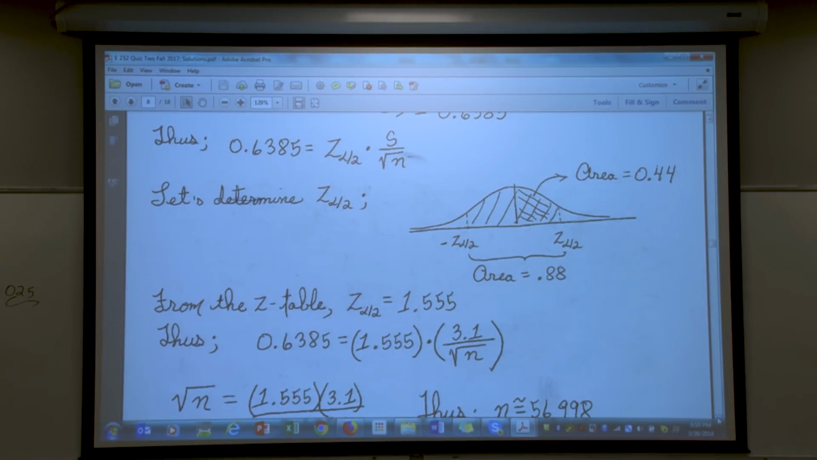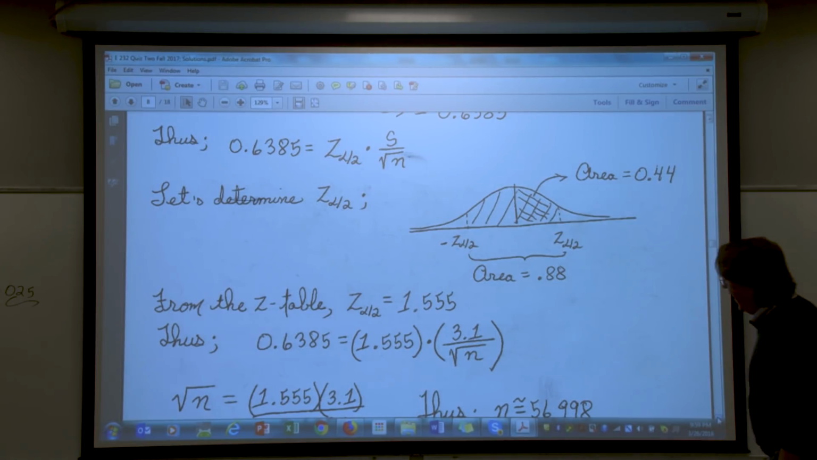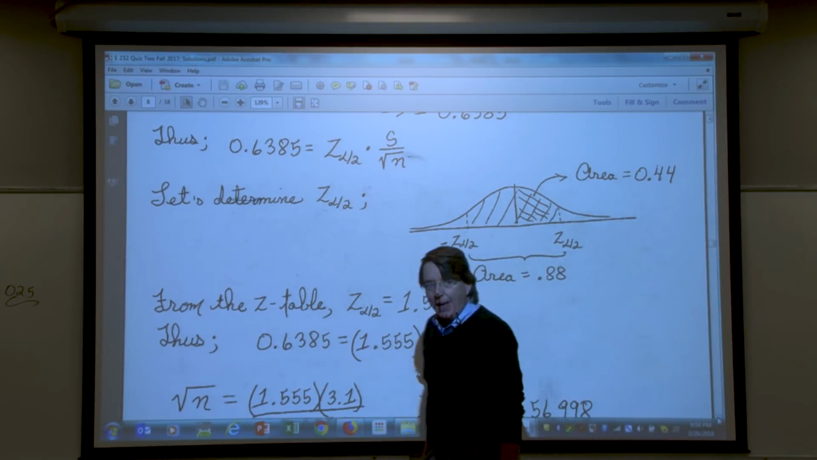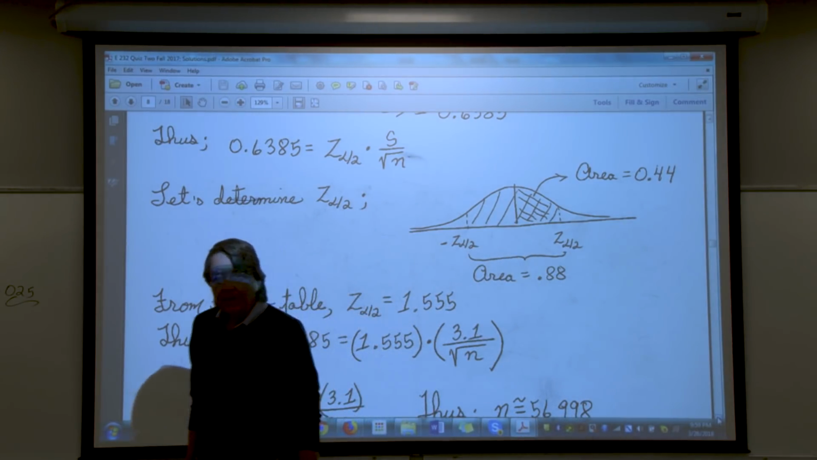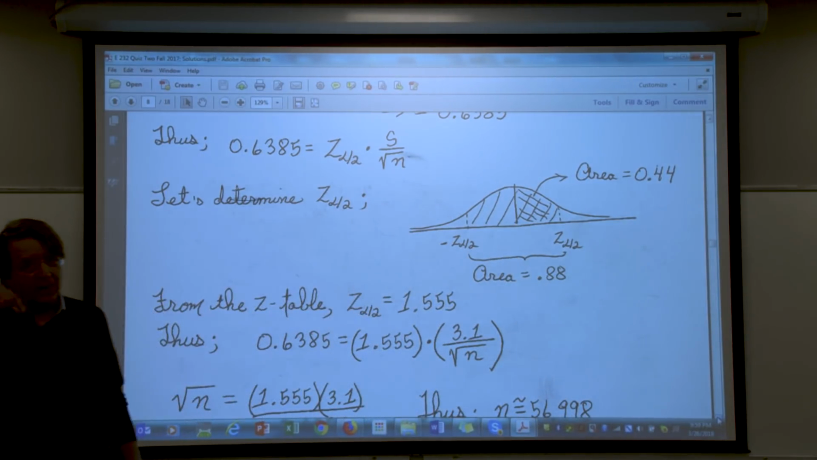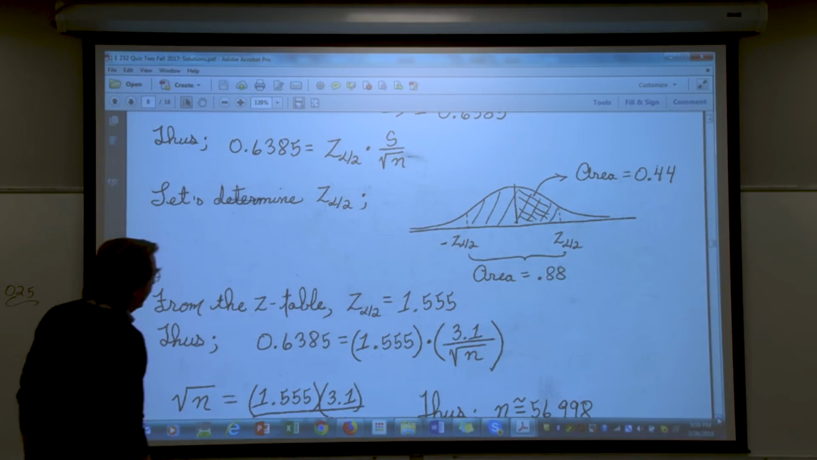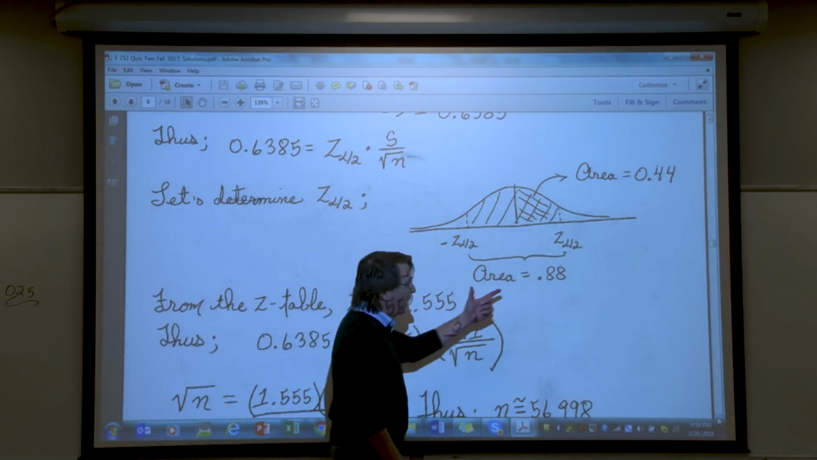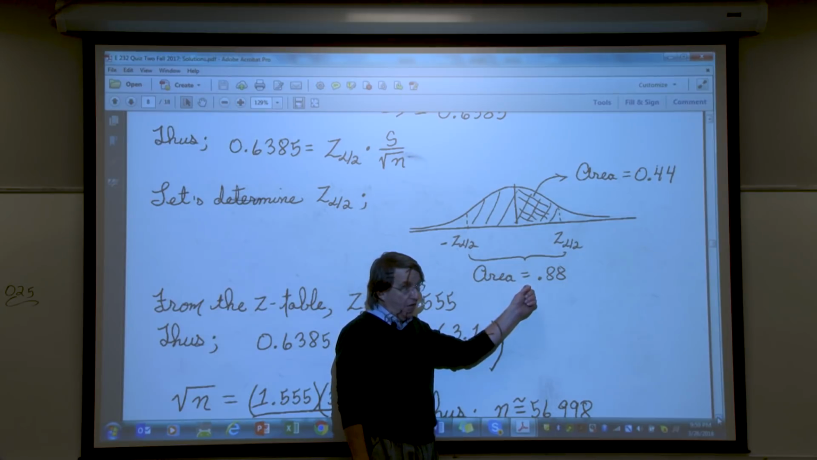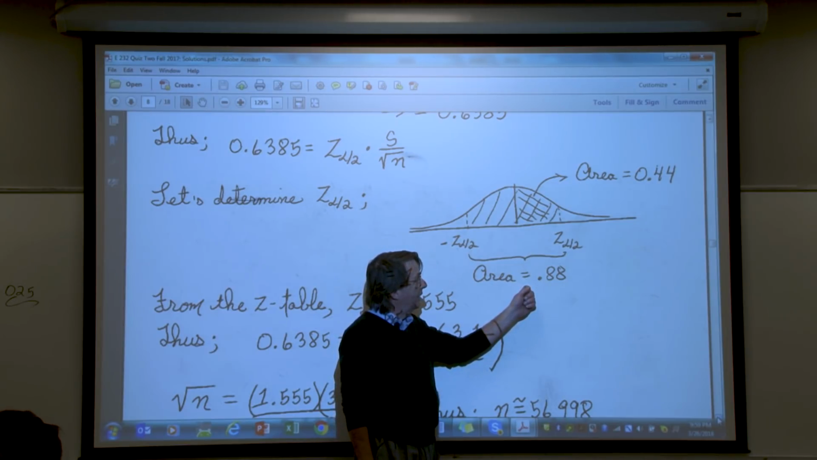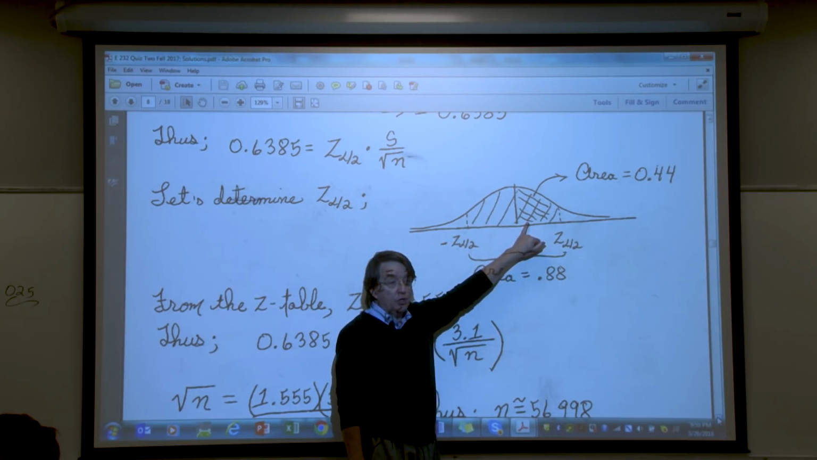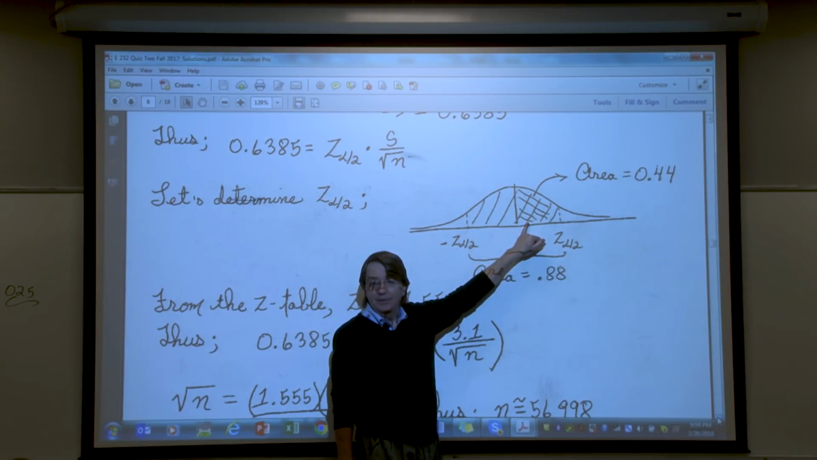But first, Kristen, I have to be very careful. I have to determine z sub alpha over 2. And what do I know, Sean? Sean, you and I know this. We know that our confidence level is 0.88. Justine, that was given. That means this area to the right is 0.44.